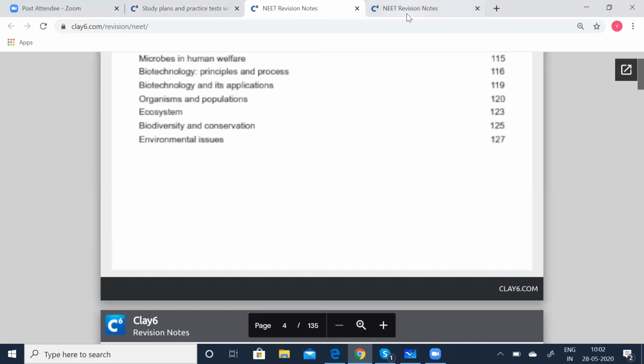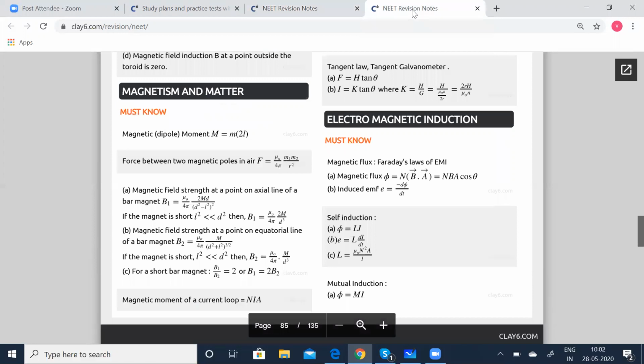Now quickly let us go through the lesson Magnetism and Matter. These are the concepts which you must know. Magnetic dipole moment M is equal to m into 2l. Force between two magnetic poles in air F is equal to mu0 by 4 pi into m1 m2 by r squared.